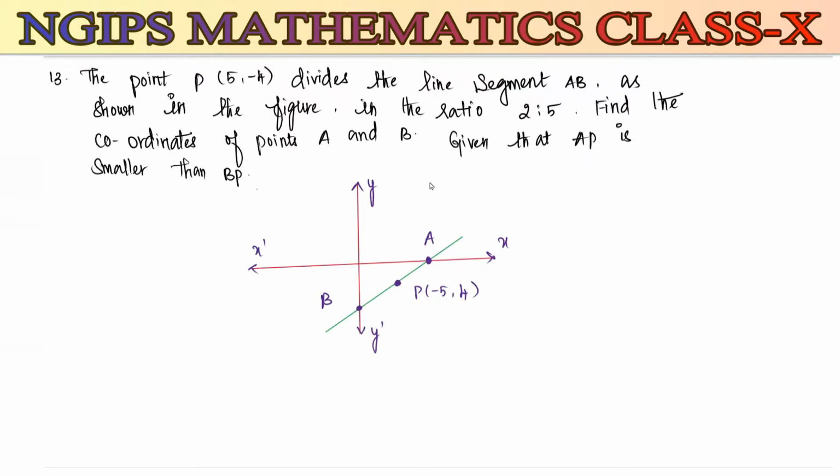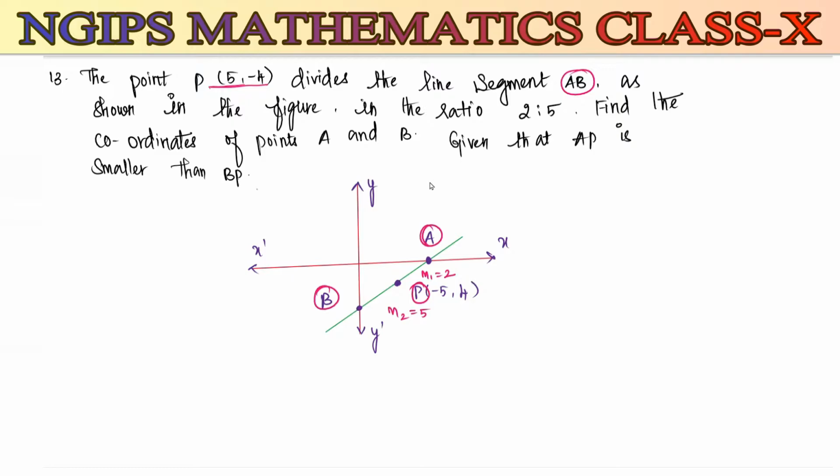Now here they have given the question, the point P it is 5, minus 4 which divides the line segment AB. So here this is at point A and this it is B. P it is a point which divides line segment AB as shown in the figure in the ratio 2:5. So 2:5 means, you can consider it as M1 is equal to 2 and here M2 is equal to 5. Ratio 2:5. Find the coordinate of the point A and B.